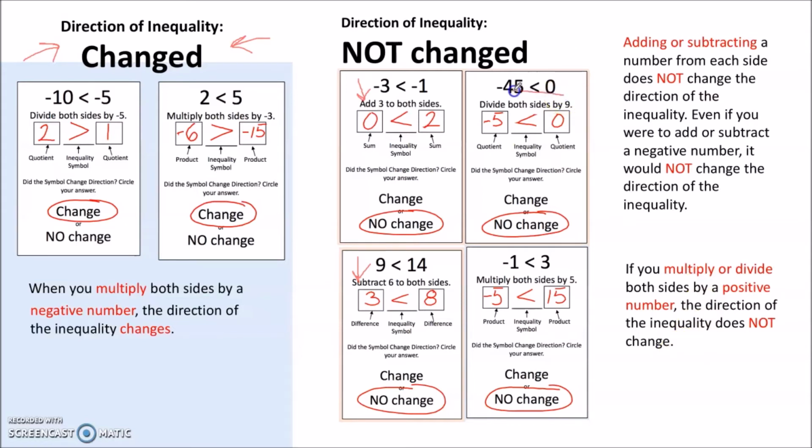So this is important because students are noticing that in both categories, there's division and multiplication. But in the changed category, where the inequality flipped, we were multiplying and dividing by negative numbers. But in the category where the direction of the inequality did not change, we were dividing and multiplying by positive numbers. So we're really summarizing the pattern here, and hopefully students really understand what causes the inequality to flip directions.